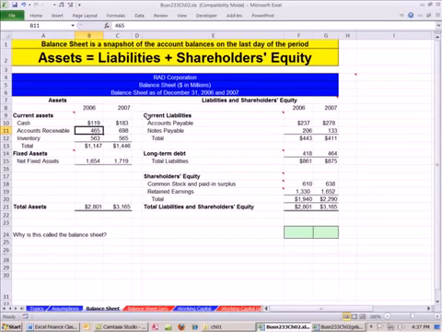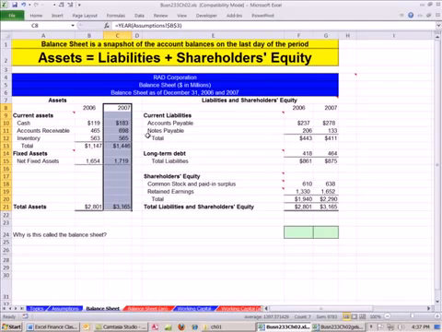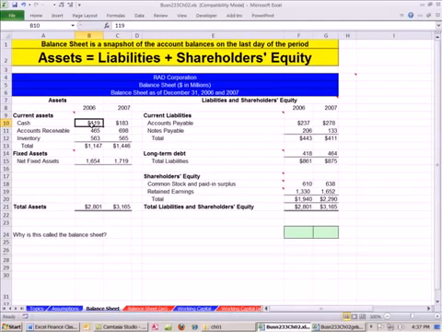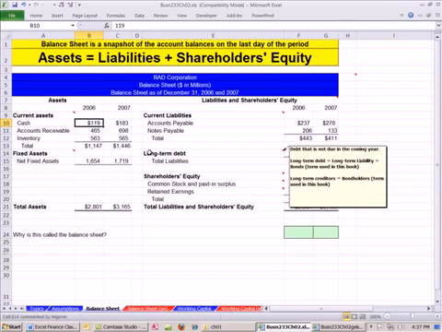Now, let me ask you a question. The balance sheet, it says up here, is a snapshot of the account balances on the last day of the period. So really, if this is 2007 and our ending year is December 31st, this balance right here is December 31st, 2007. Now, what about this one? This is December 31st, 2006. So what's the difference between the two?